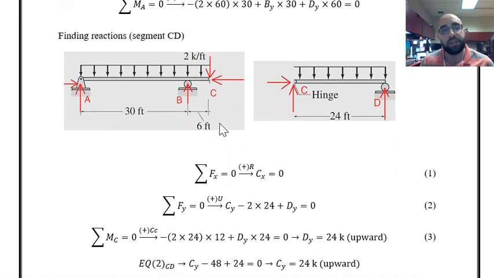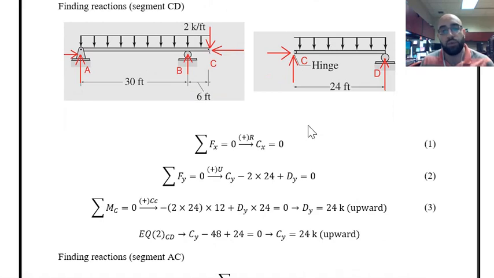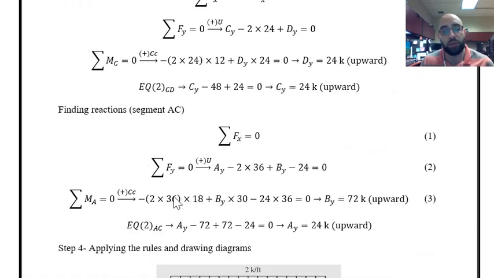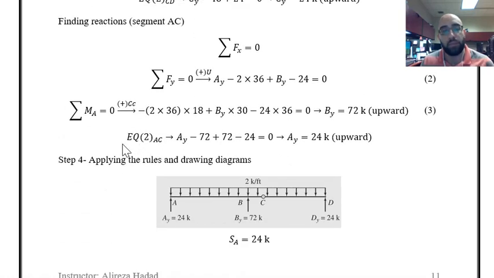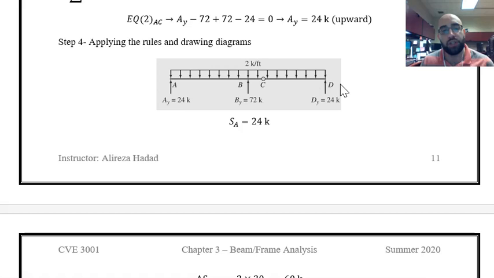So I have the segment CD over here. I'm writing the equations of equilibrium for just this segment, and by doing that I could find the reactions at D and the forces at hinge C. So after this I move to segment AC, write the equations, and I could find the reactions at A and B.